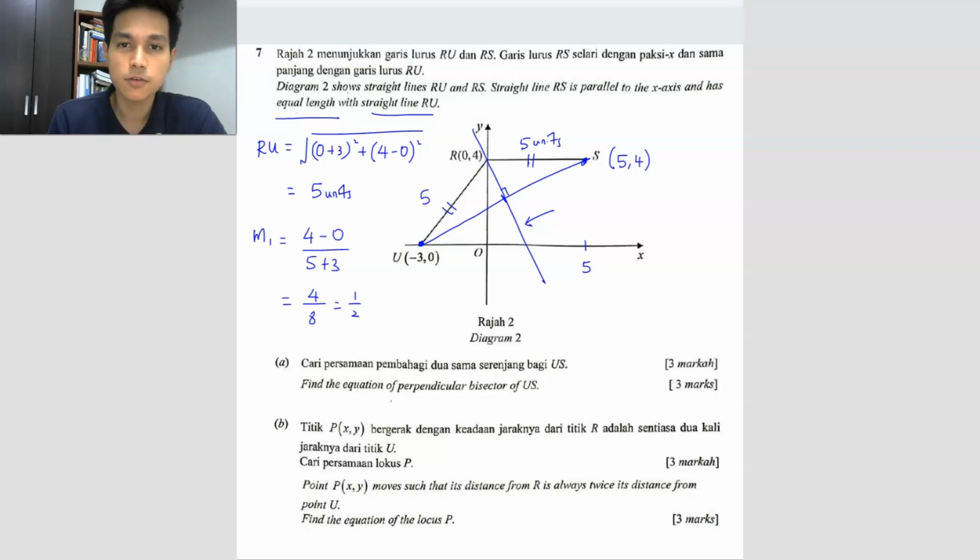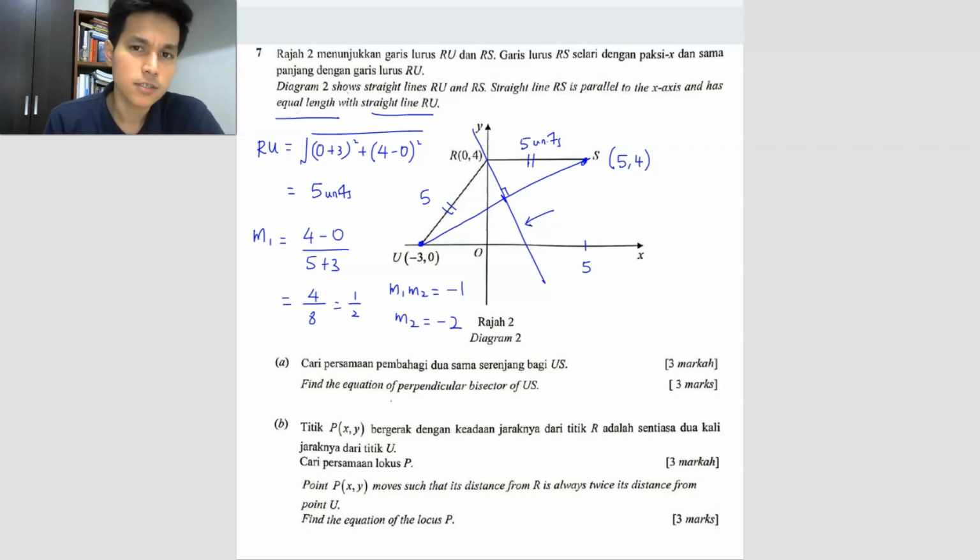So if you already found the gradient of US, can you find the gradient of the perpendicular line? Of course, you can use m1 m2. m1 times m2 equals negative 1. So in other words, the perpendicular line is going to be negative 2. So this is 1 over 2. The perpendicular line is going to be negative 2. So now you already found the gradient. Now all you need is the intercept, correct?